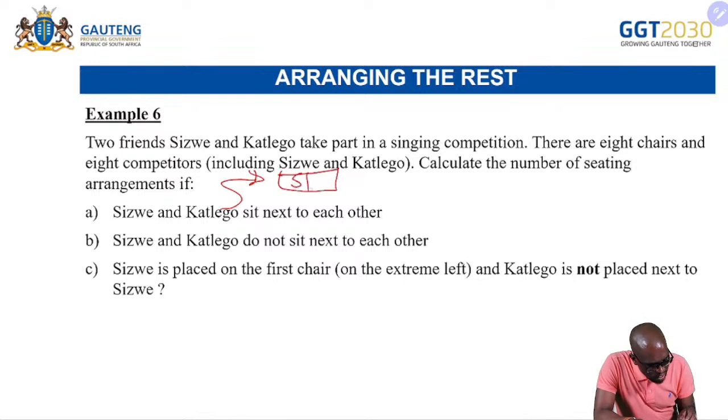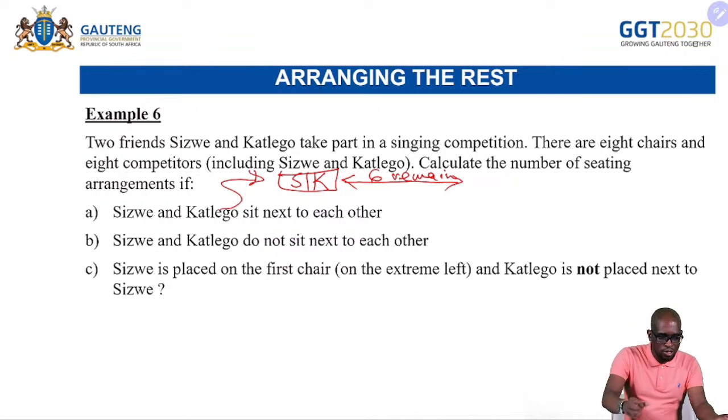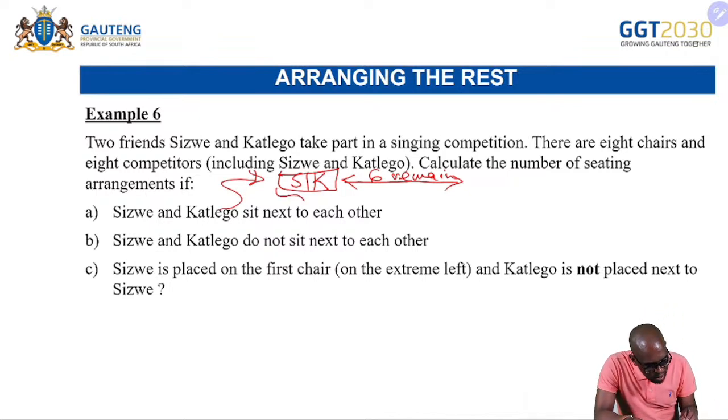It's Sizwe and Katleho. They sit next to each other. If they sit next to each other, then how many people remain? If we place Sizwe and Katleho next to each other, there are 8 competitors, so 6 remain. Since we want Sizwe and Katleho to sit next to each other, we can make Sizwe and Katleho a single object.